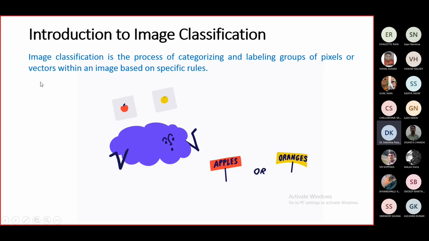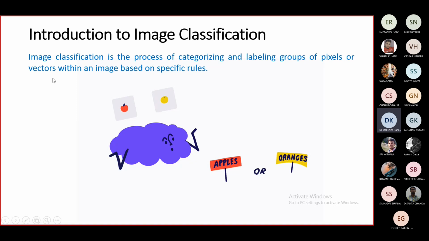So before we talk about the convolutional neural network, let us introduce what is image classification. If we define image classification, then image classification is the process of categorizing and labeling groups of pixels or vectors within an image based on specific rules. Okay, so this is the rough definition of image classification.